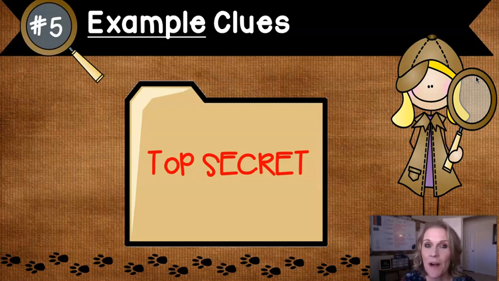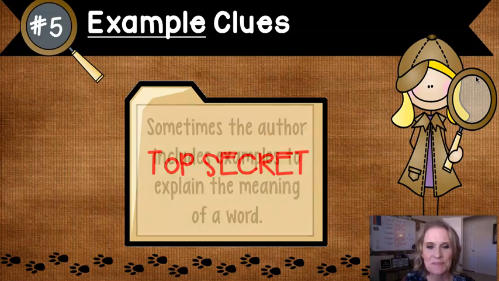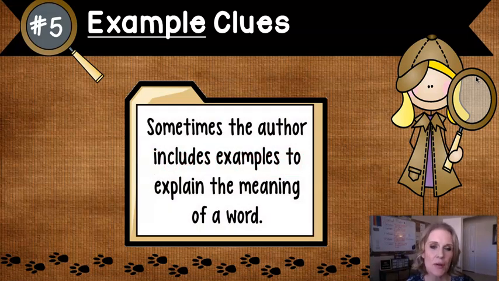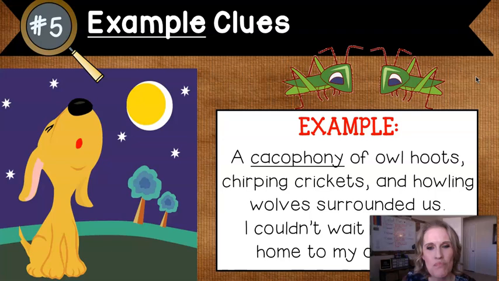Context clue number 5, example clues. What does that mean? Sometimes the author includes examples to explain the meaning of a word. Here's an example of using example clues. A cacophony of owl hoots, chirping crickets, and howling wolves surrounded us. I couldn't wait to return home to my own bed.